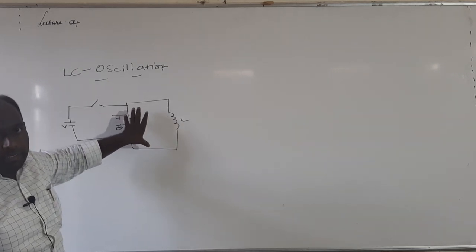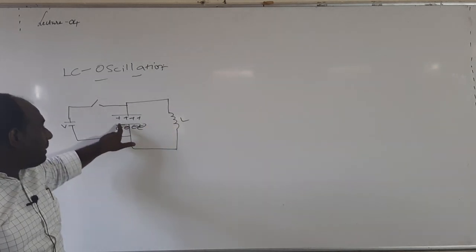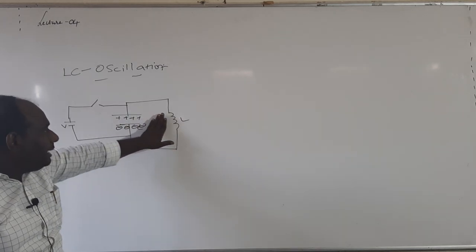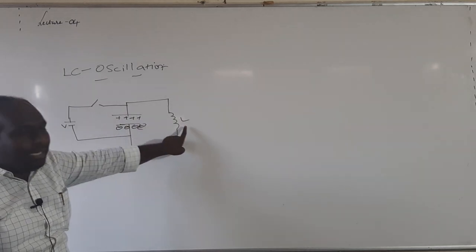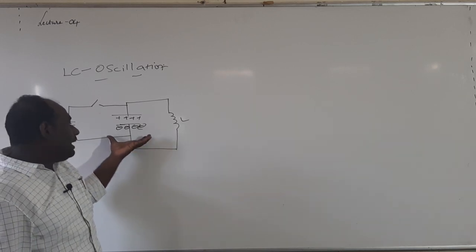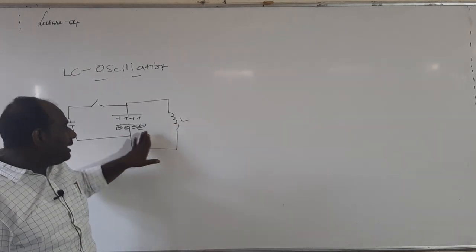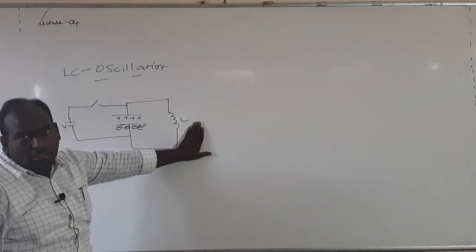So here what will happen? The capacitor is used as a battery. As the charges keep on moving, the capacitor keeps on losing energy and the inductor keeps on gaining energy. As the cycle goes on, the total energy stored in the capacitor becomes 0 and the total energy stored in the capacitor comes to the inductor.